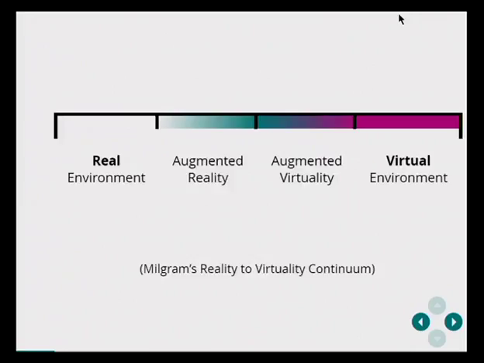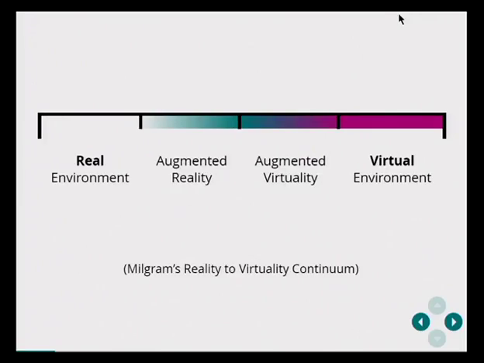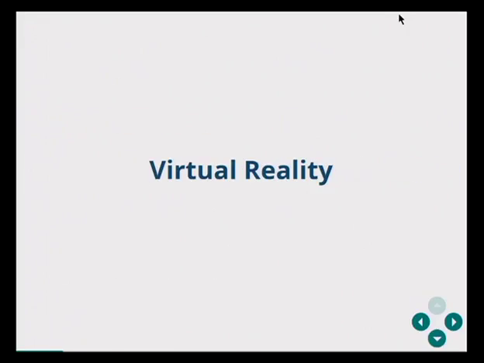So first, let's get some terminology straight. This is Milgram's Reality-Virtuality Continuum. I don't know who that is, but I thought this was a very good way to explain it. On one side you have a real environment, like we are now, in theory. And then on the other side you have a virtual environment, where you can't see anything real, everything is computer generated. And then you have these two spots in the middle: augmented reality, and then augmented virtuality.